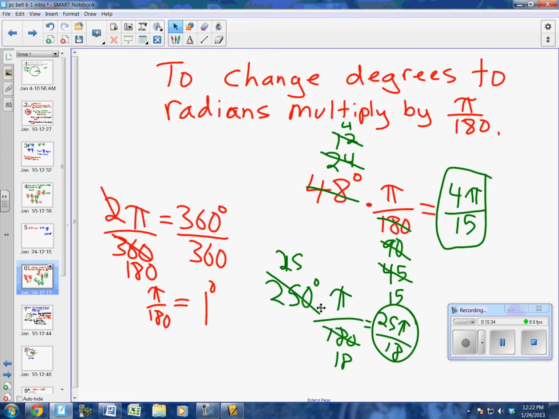Did you guys know your calculator will reduce fractions? I shouldn't make it that easy for you, though. You should do mental math like this in your head. It's good for you. Okay?